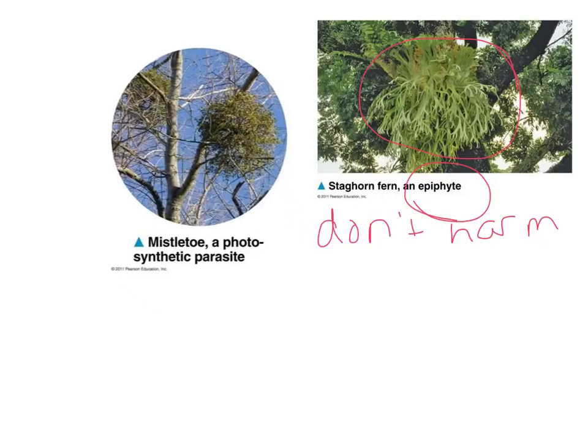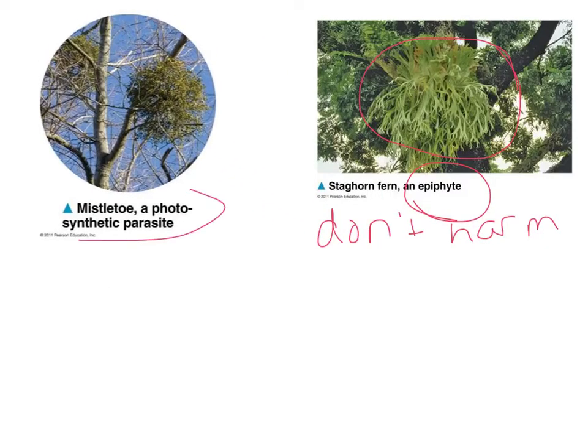You also have parasitic plants, though. Parasitic plants actually will harm the plant that they are growing on. Mistletoe is the example of a photosynthetic parasite, a parasitic plant. It will absorb water, minerals, and some sugars from this host tree. So it will be harming that host tree because it is removing nutrients from it.